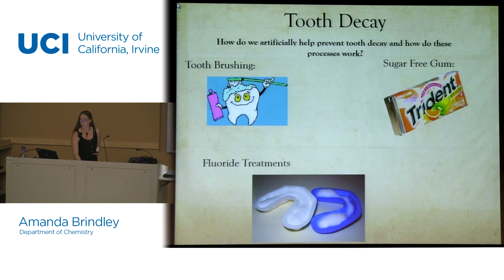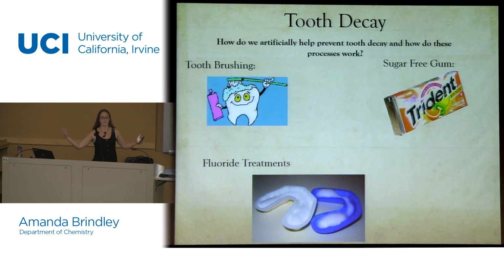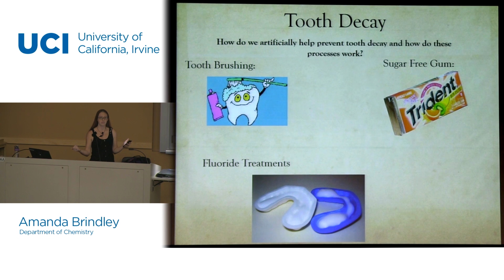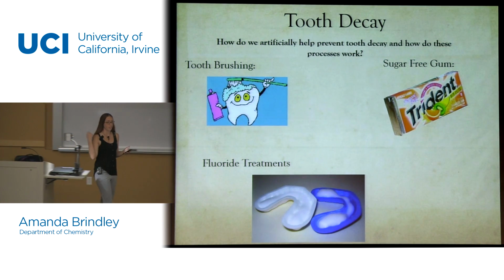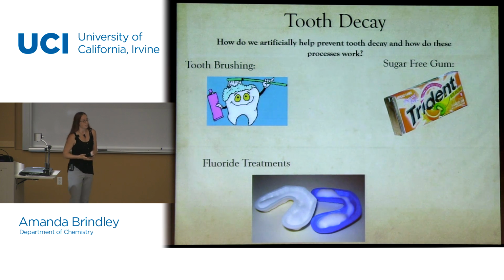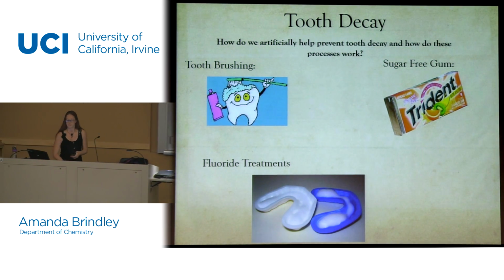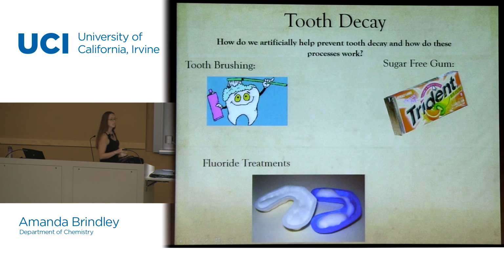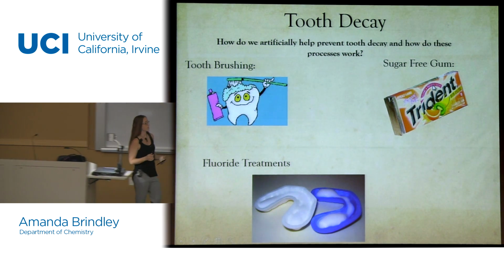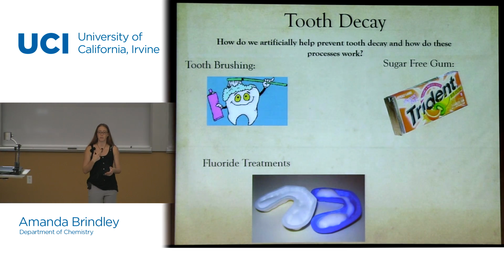So let's talk about why for each one. Toothbrushing. This one's the simplest. Why does this work? It removes bacteria and it removes food. This is just a purely mechanical thing. You get rid of the bacteria that's eating the food and you get rid of the food. Perfect. This one is not fun from a chemistry standpoint. These two kind of are. What about the sugar-free gum? This is the kind of mediocre one from a chemistry standpoint. How does this one work?